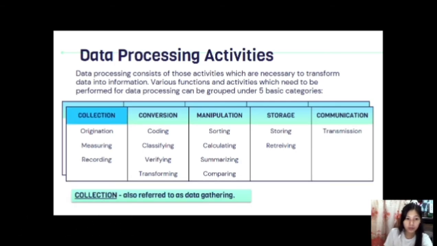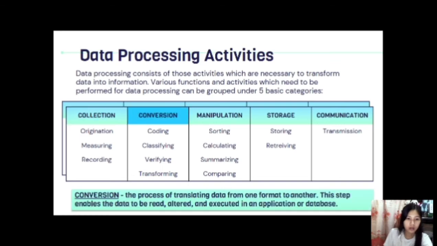So, first is collection. Dito nangyayari yung data gathering, wherein a data is collected from its original form or yung raw data, and then it is being measured and recorded. So, next is the conversion. Conversion is the process of translating data from one format to another. These steps enables the data to be read, altered, and executed in an application or database. So, in a way, sa conversion, itatransform niya yung data collected into machine-readable form para maklasify siya easily ng receiver.